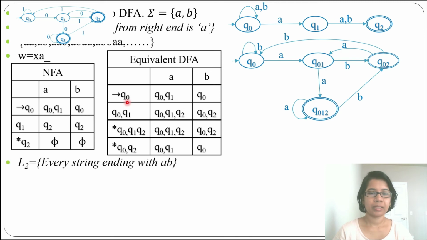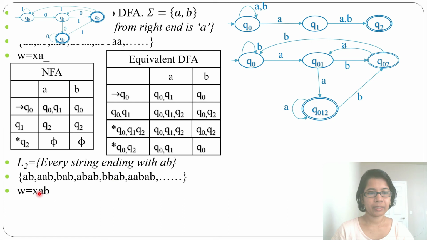So let's do another example, and here I will convert NFA to DFA directly from the transition diagram. So the language is every string ending with AB. So it will accept AB, AAB, BAB. The last two alphabets should be AB. You can write w equal to xAB. Before AB it can be anything, so I just end with AB. Let's design the NFA for this. Minimum string length is 2.